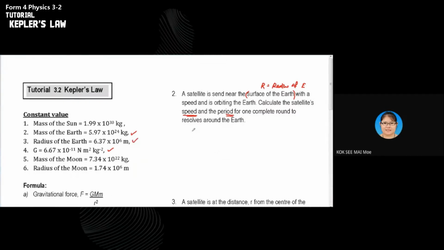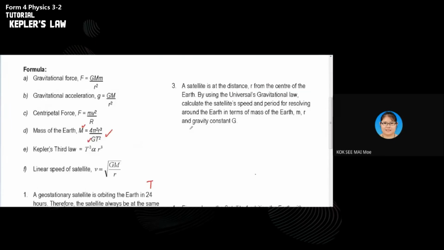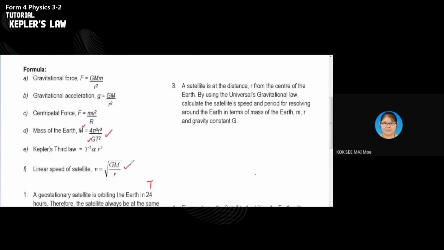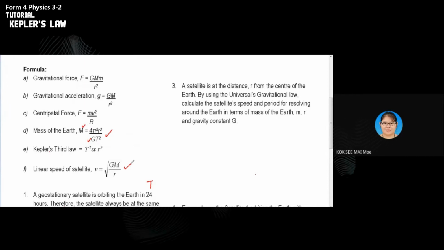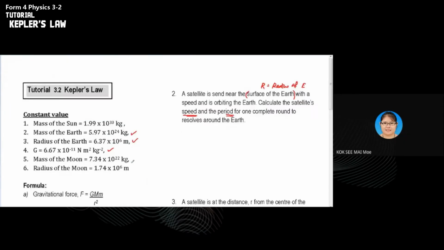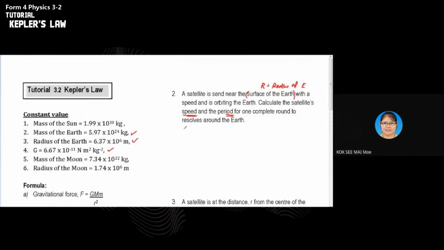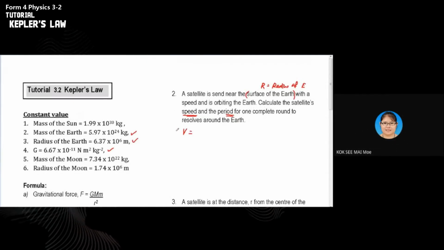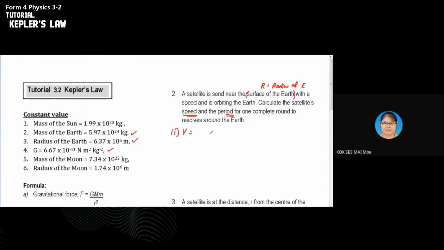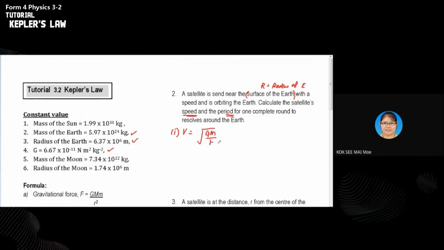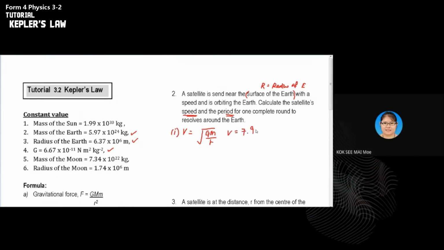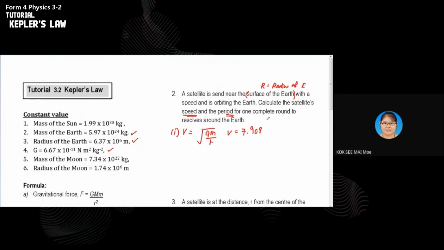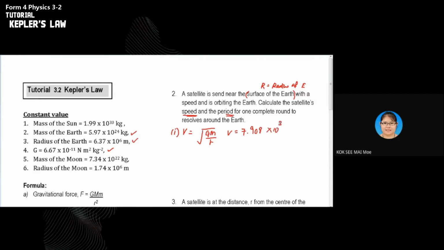From here, they want to find V. So we see which formula has V. This one, this formula has V. Then we just apply it and find the speed. First, the speed of the satellite. V equals, this is number 1, V equals square root of capital G, big M over R. So we apply it and find V is 7.0908 times 10 to the power of 3 m s^-1.